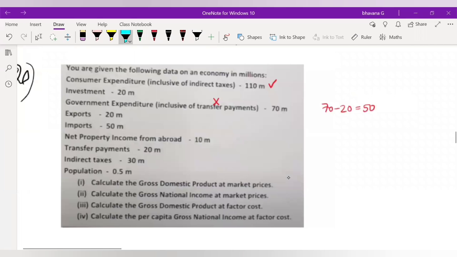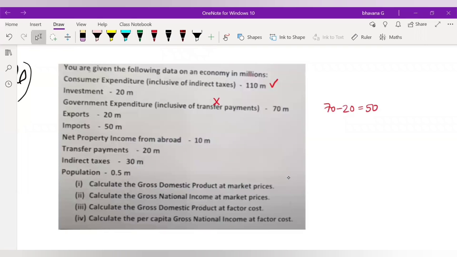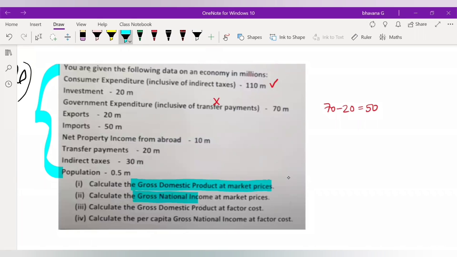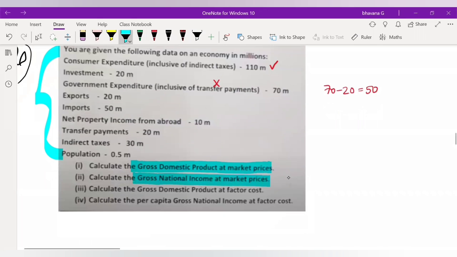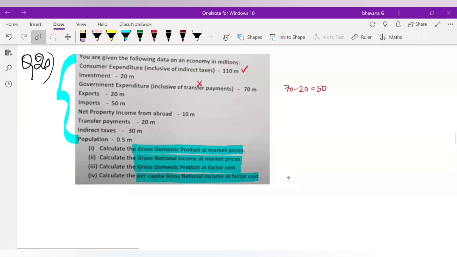Okay, let's start. So here they have told you that you are given the following data on an economy in millions. Here they have given all the details. We'll directly see what we need to find. First, you have to calculate the gross domestic product at market prices, then gross national income at market prices, gross domestic product at factor cost, and per capita gross national income at factor cost. So all these 4 things you have to find.